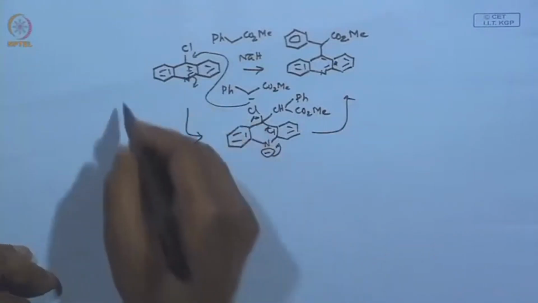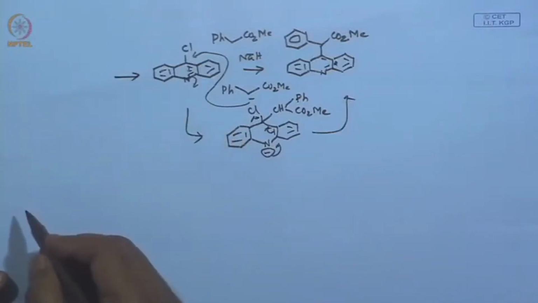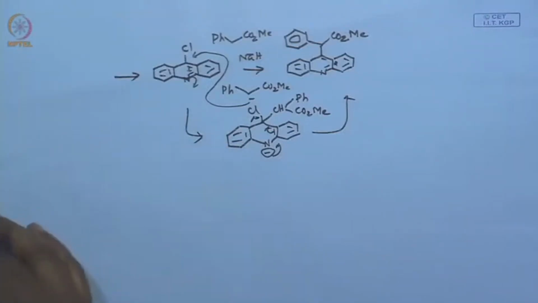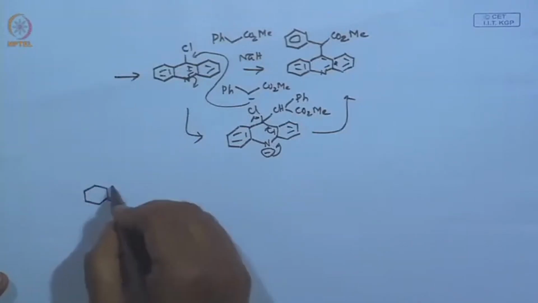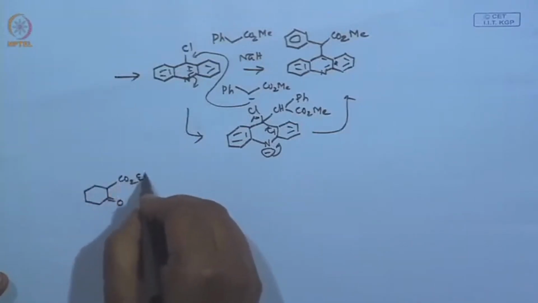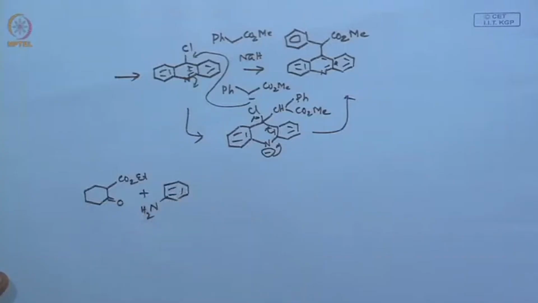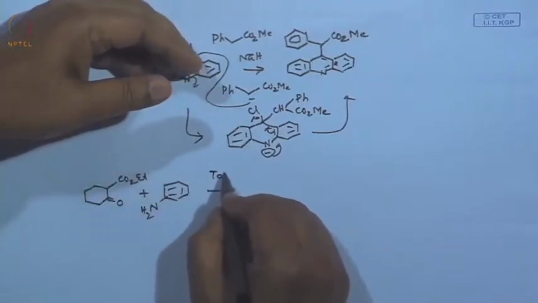How to get this acridine nucleus? Okay, I will tell you something else, maybe pretty similar to that. For example, I give you also this problem: if you have an ester of this kind, and the next reactant is aniline, what do you expect out of this? The reaction condition is, let us say, toluene.